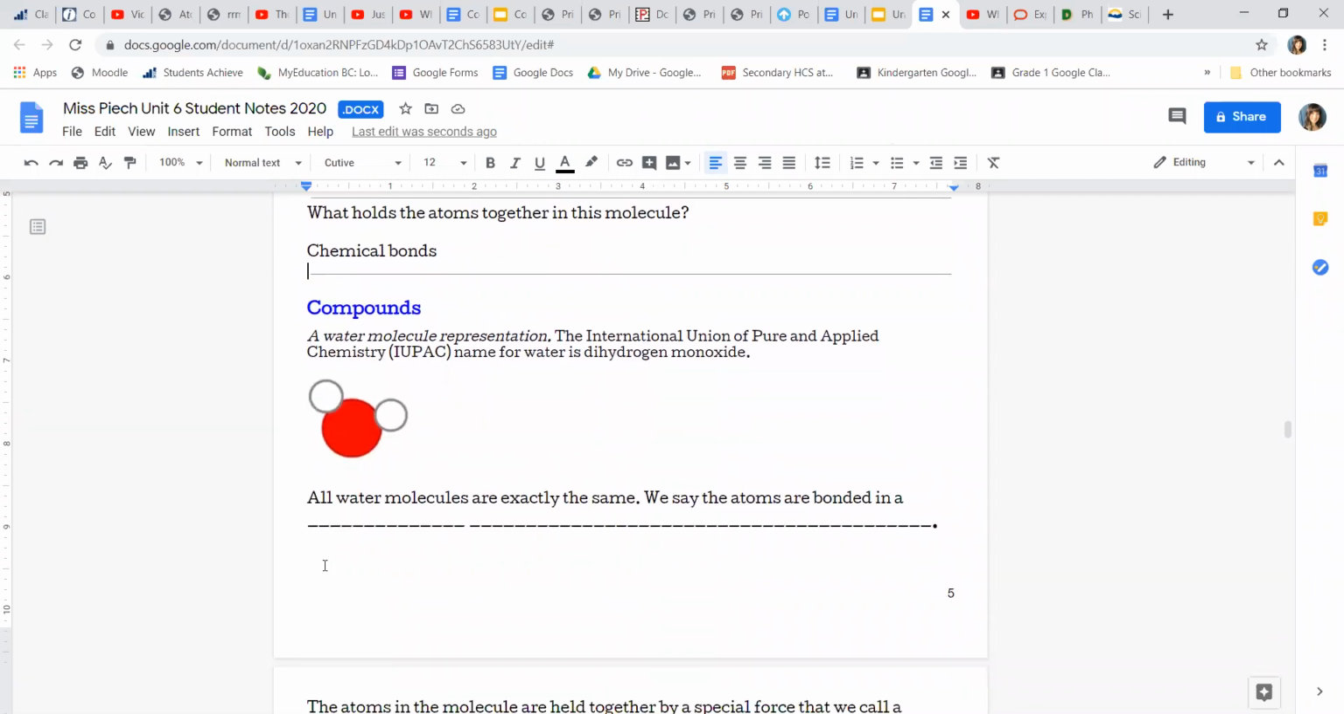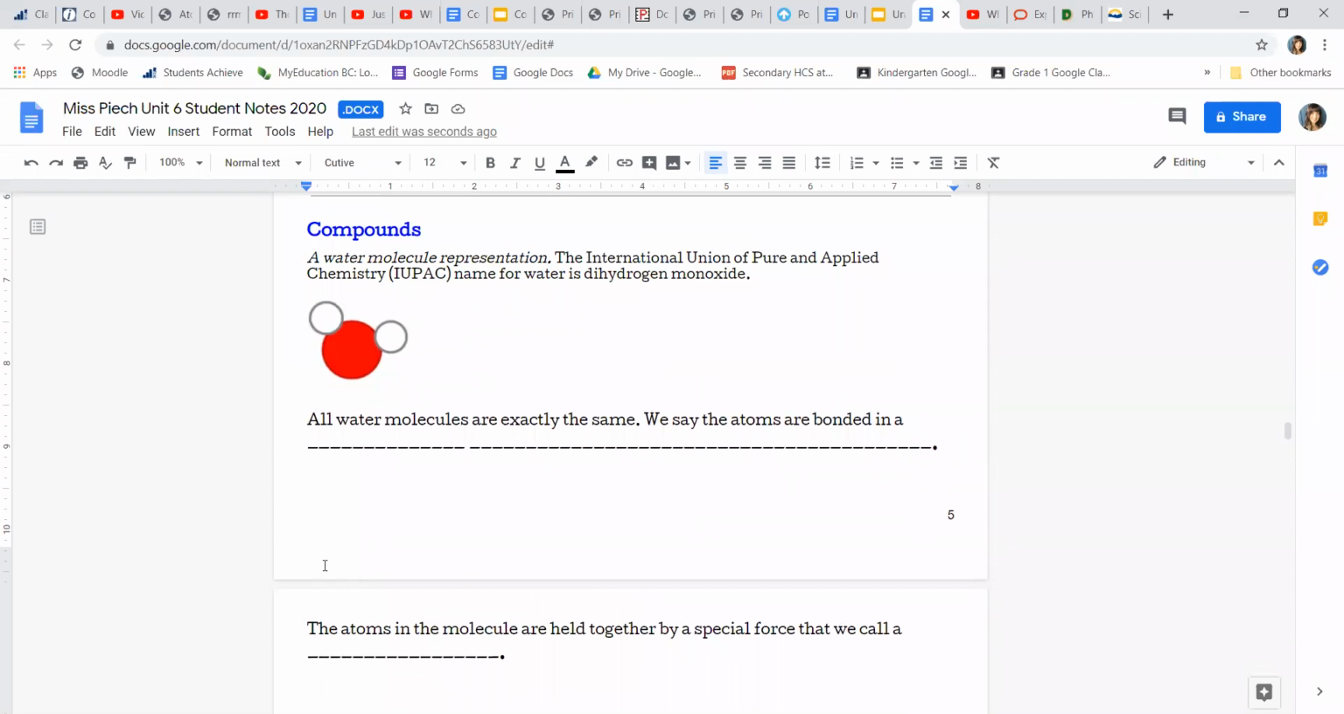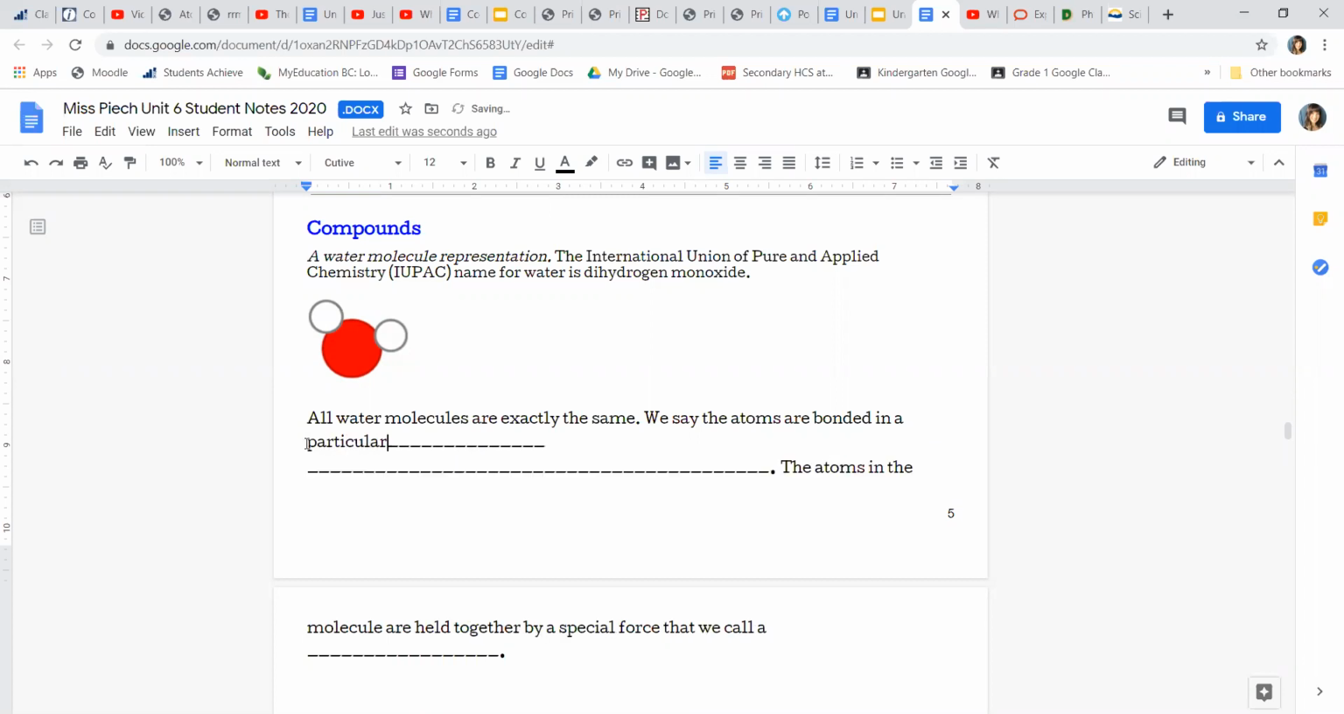All right, then we're just going to take the last little bit here at the compounds. We're looking at a water molecule. All water molecules are exactly the same. We say that the atoms are bonded in a particular whole number ratio. The atoms in the molecule are held together by a chemical bond.